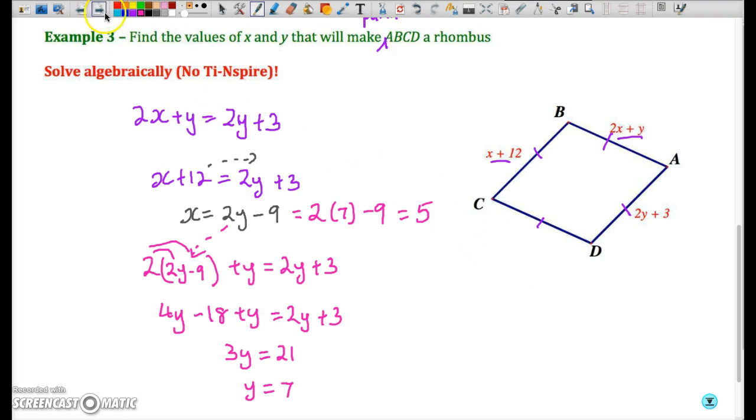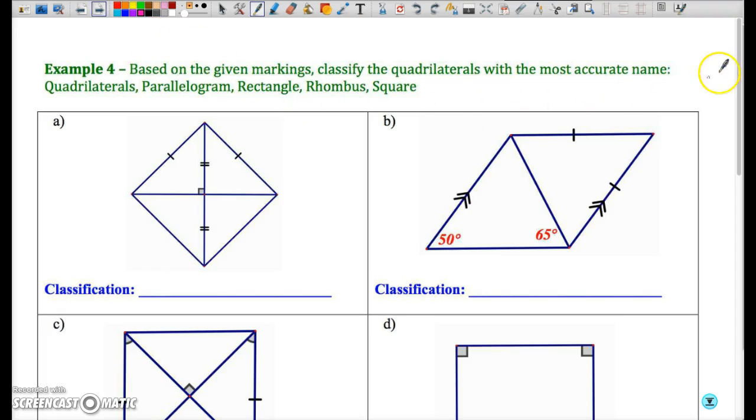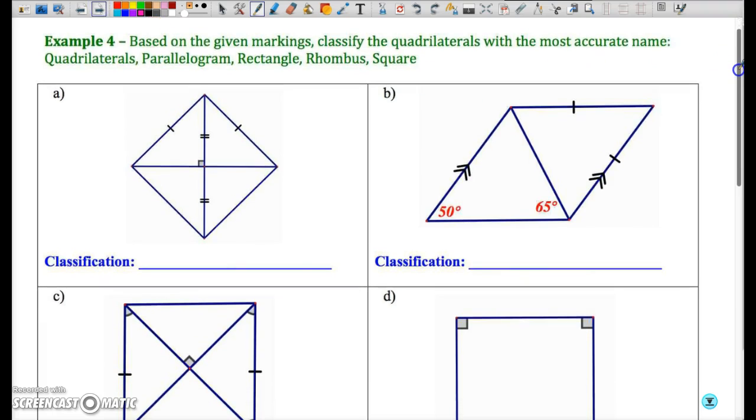Okay, and now to our final example, actually quite tricky, quite difficult, and so we need to pay careful attention. So the instruction is to classify the quadrilateral with the most accurate name. Okay, and so we're going to begin over here.